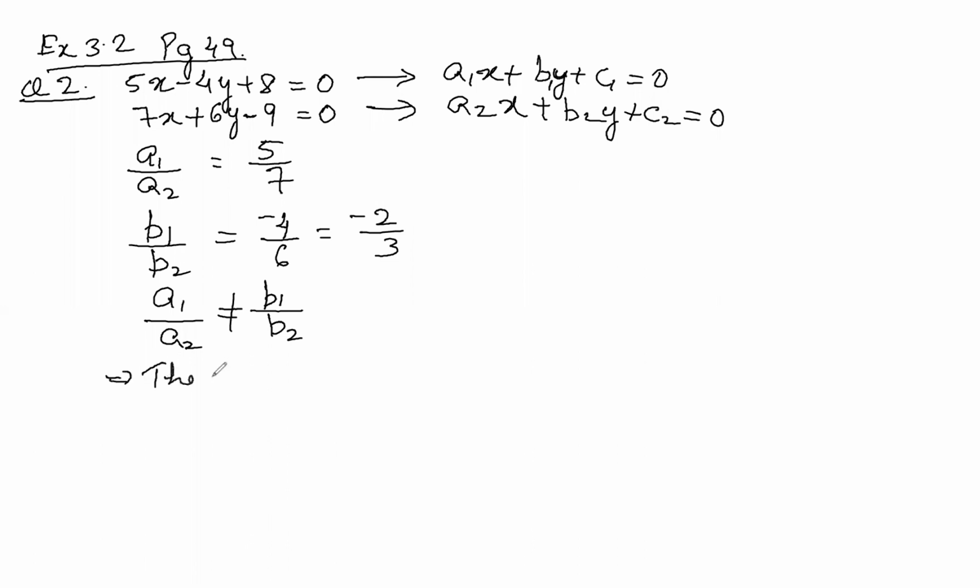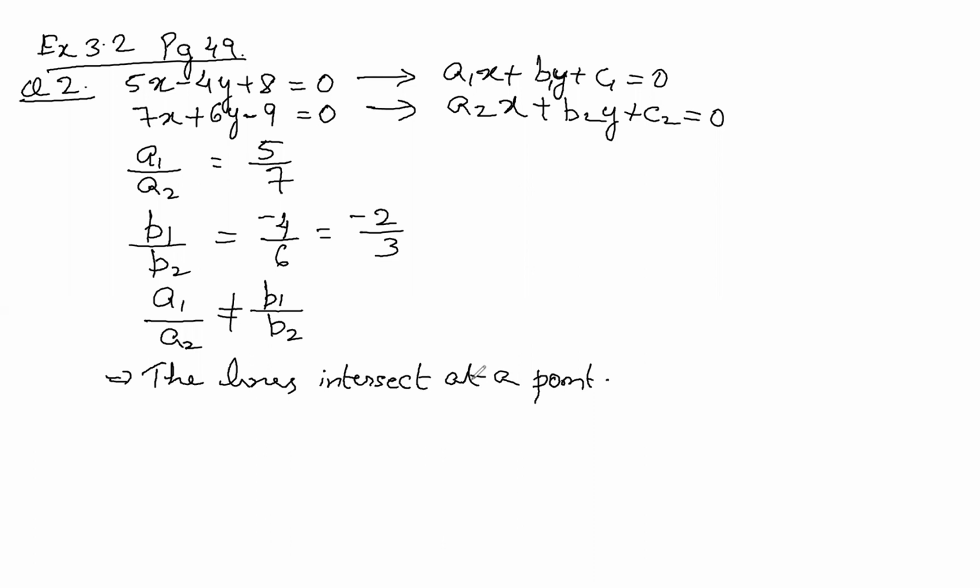What is the conclusion, children? If A1 by A2 is not equal to B1 by B2, the lines intersect each other. Correct. We have one unique solution. Intersect at a point. According to this question, this conclusion is enough: the lines intersect at a point. But you are correct, all these conclusions we can easily write: one solution and they are consistent.